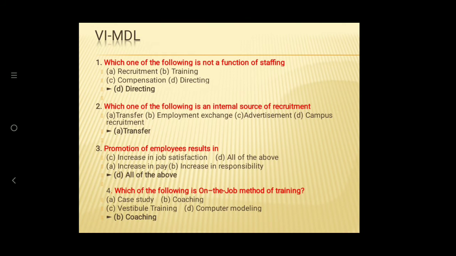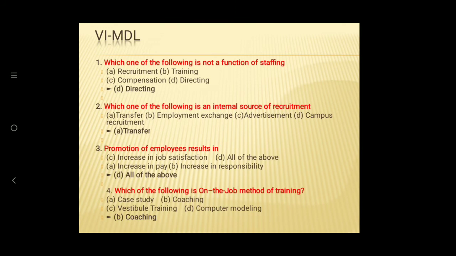Question number 4. Which of the following is an on the job method of training? Usually, after the selection of employees and after the orientation, training is very essential to improve the skills, knowledge, and ideas of employees related to the work. There are two methods of training: one is on the job method, another is off the job method. In on the job training, we discuss apprenticeship, internship, job coaching, job rotation. In off the job training, we discuss vestibule, case study, computer modeling, programmed instructions and films.